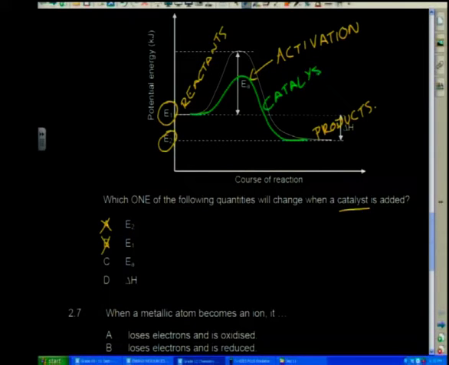So I need you to know that that is what a catalyst does. It lowers the barrier. It makes it easier for reactions to happen. So I find that option C is probably the correct one. Let's just get rid of option D to make sure.